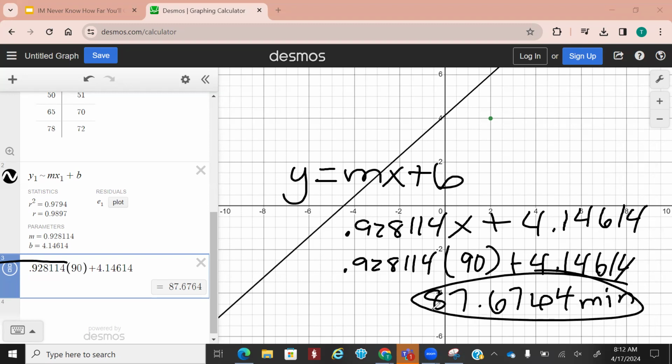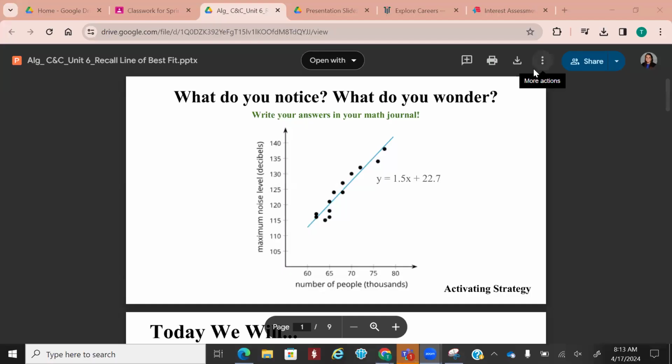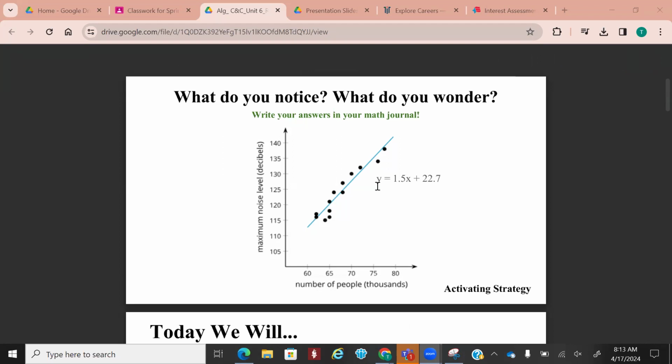So you should know how to find the correlation coefficient, and you should know how to find the line of best fit equation. Yesterday we did it by hand. It takes too long. Use technology. Okay. Questions? Fantastic. So again, you don't have this paper. We're going to kind of talk through these because they don't take very long. So looking at the problem on the board, what do you notice? What do you wonder?